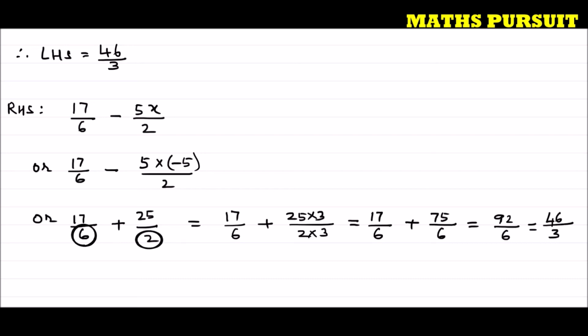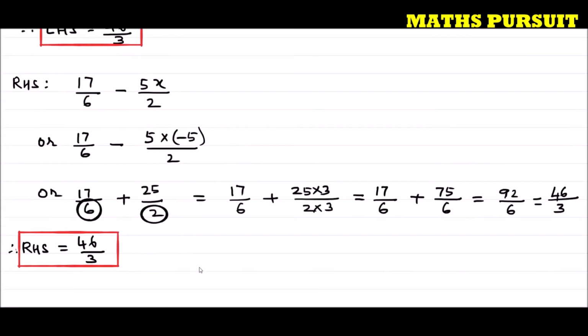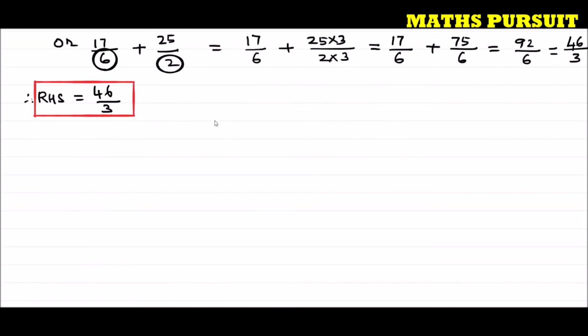So what we got? We got also the right side of the equation as 46 upon 3. Now you could see that easily we got the left hand side of the equation as 46 upon 3 and the right side of the equation is also 46 upon 3. Therefore we can say that the value for x that we got, which is minus 5, is absolutely correct. So we can conclude our answer saying that left hand side is equal to right hand side, hence it is verified.